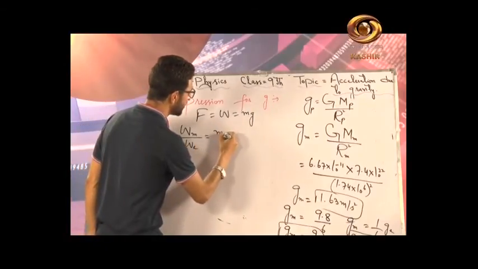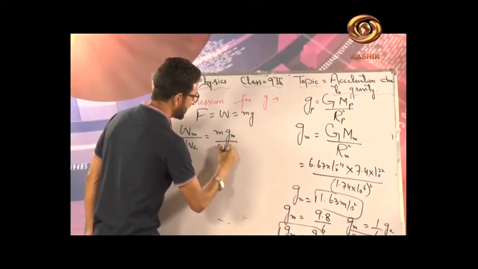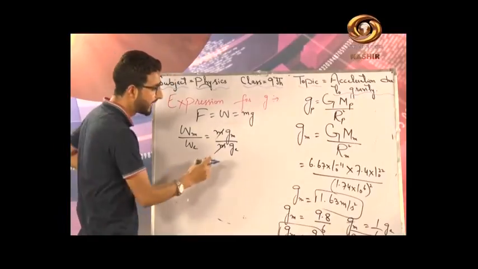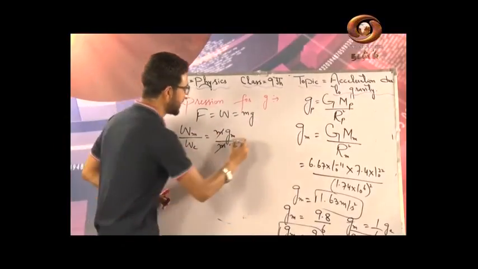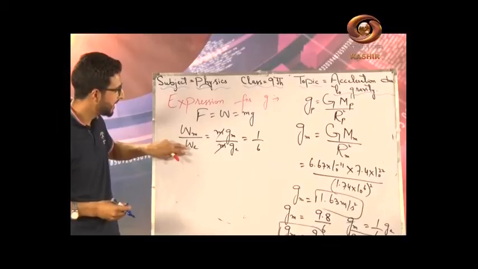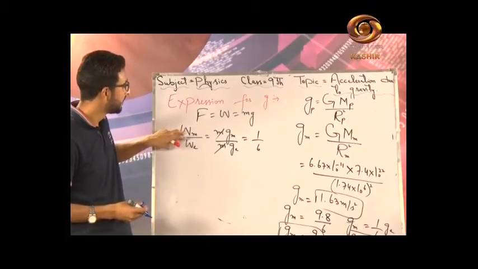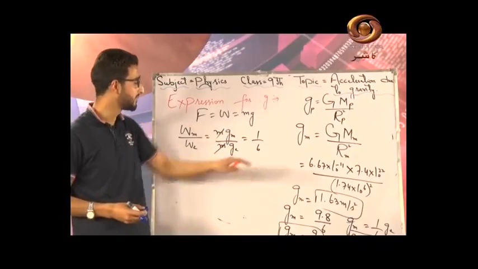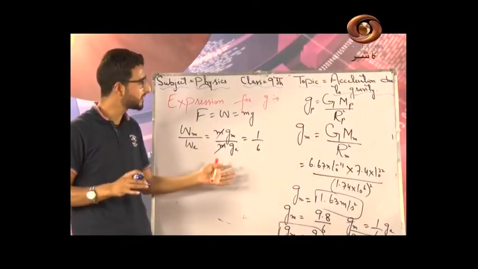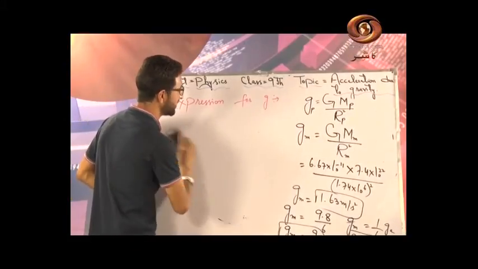So weight on the surface of moon, it will be mass, mass is constant throughout, so this is m into gm divided by m into ge. Since mass is constant, m and m will cancel. I just derived the relation, gm by ge is equal to 1 by 6. That is weight on the surface of moon divided by weight on the surface of earth. The ratio is 1 by 6, or you can simply see weight on the surface of moon is 1 by 6 times the weight on the surface of earth. This was all about acceleration due to gravity, the expression for acceleration due to gravity, and the special points regarding the acceleration due to gravity, right?